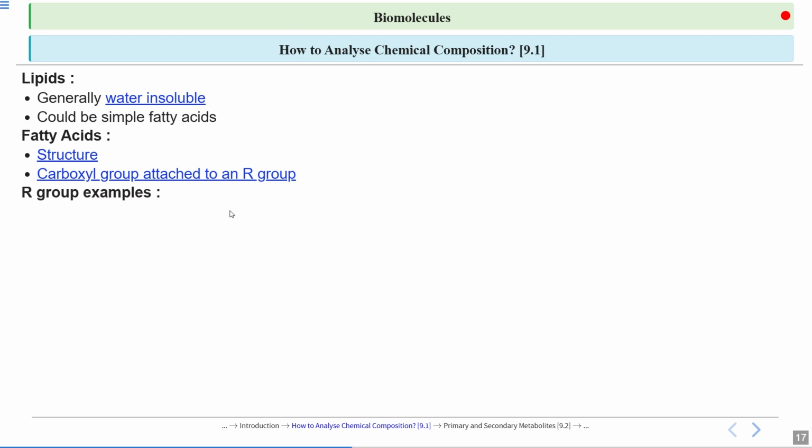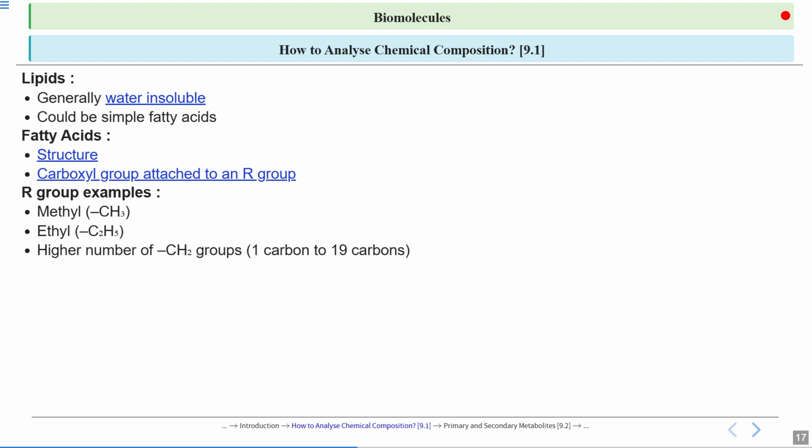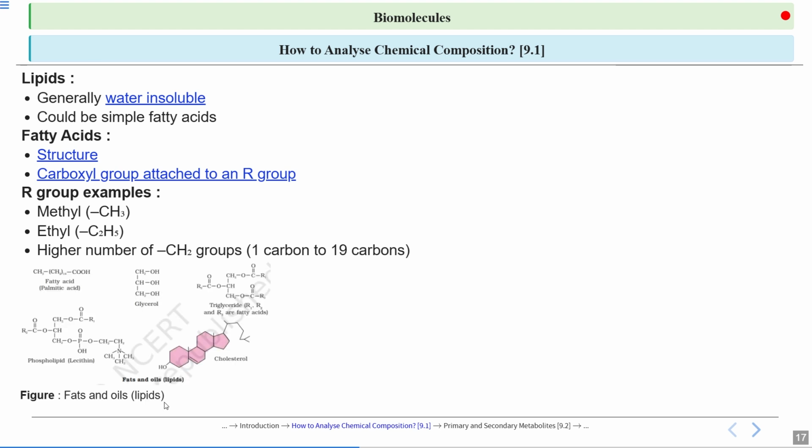Now the R group can be variable. It can be a methyl group attached to the carboxyl group, then an ethyl group attached to the carboxyl group. The number of carbons can be from 1 to 19. So these are lipids. Lipids can also be called fats and oils. We'll talk about the difference between fats and oils also. Both fats and oils are lipids. You can see the fatty acid here, like palmitic acid. Fatty acids are nothing but an R group attached to the carboxyl group.